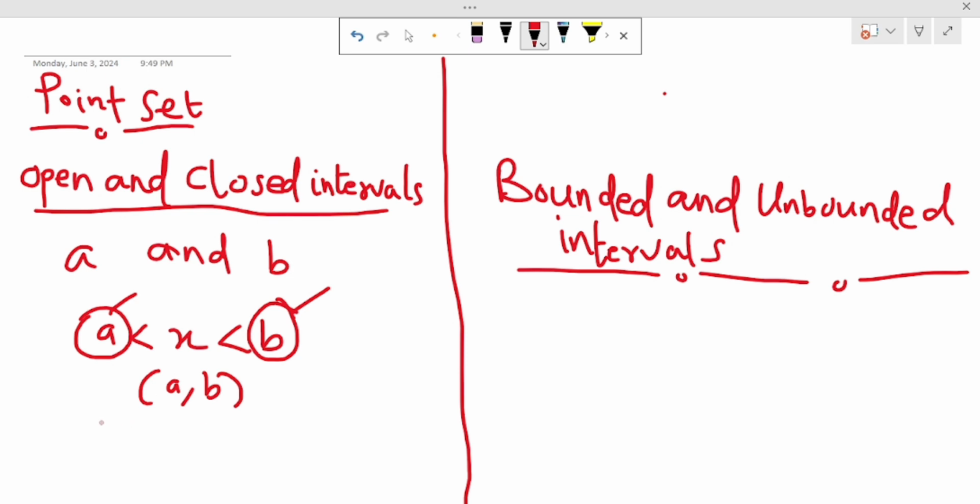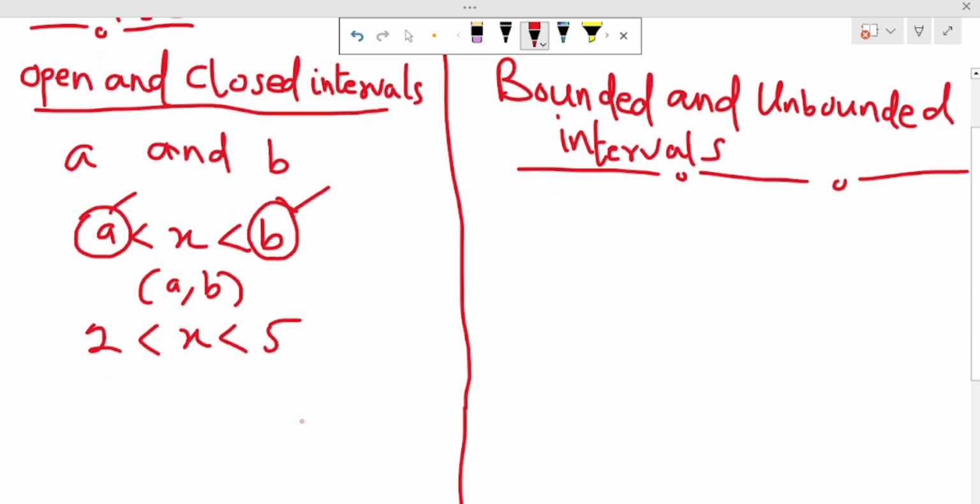So let's take an example. Let's say we have 2 is less than X is less than 5. Now, please note that we are dealing with discrete intervals here. We can talk about discrete and continuous intervals. For discrete intervals, we deal with only whole numbers. But for continuous intervals, we deal with decimals and also whole numbers. But we want to focus on discrete intervals here.